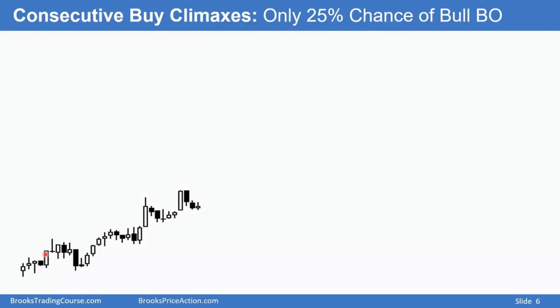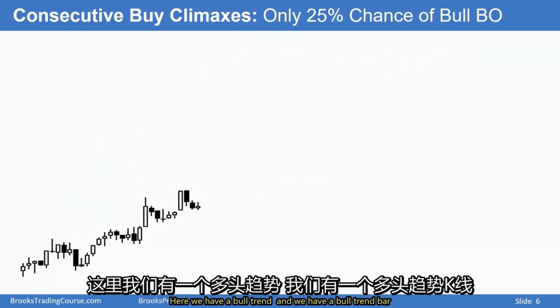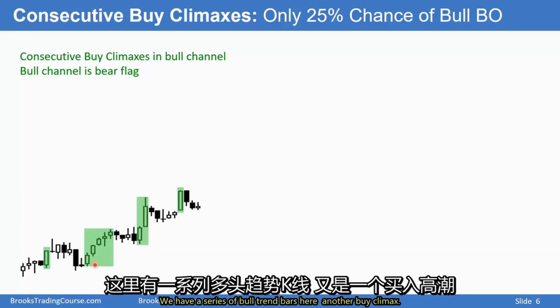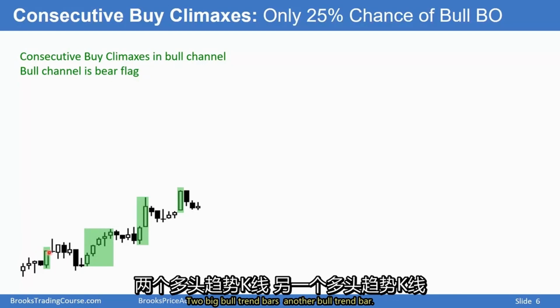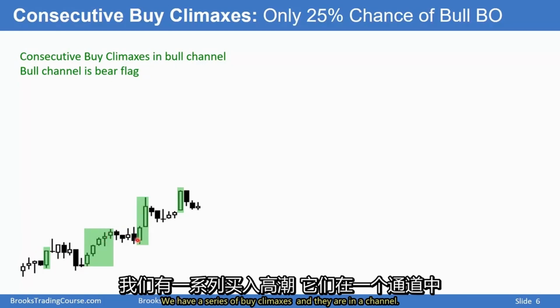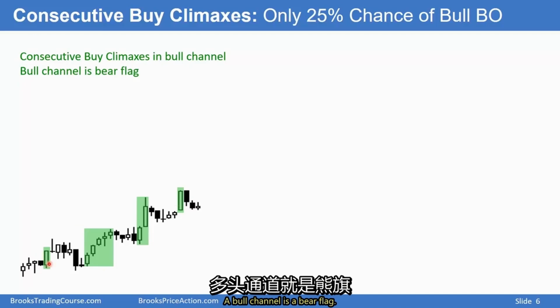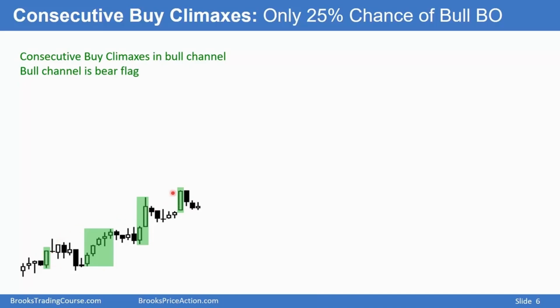We have a bull trend bar and therefore a buy climax. Here we have a bull trend and we have a bull trend bar, so that's the buy climax. We have a series of bull trend bars here, another buy climax. Two big bull trend bars, another bull trend bar. We have a series of buy climaxes. And they are in a channel. I can draw a line above, I can draw a line below. A bull channel is a bear flag.